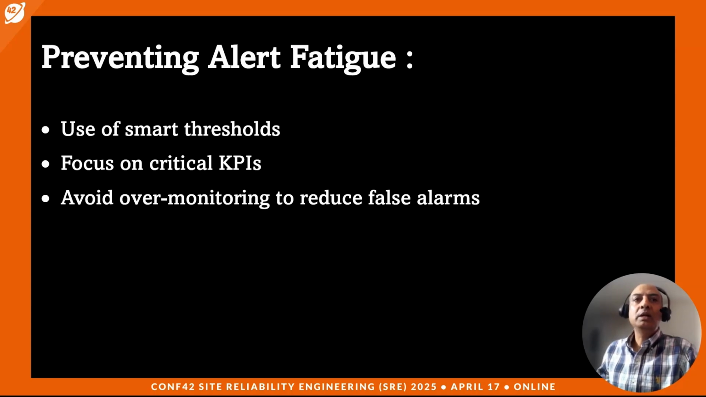Start by defining smart thresholds. For example, don't alert when CPU usage goes above 50%. Alert when it stays above 90% for a sustained period. Second, use dynamic baselines. Tools like Datadog and New Relic can learn what normal looks like and alert only when behavior deviates significantly. Group related alerts together using alert correlation, so teams see the bigger picture rather than isolated symptoms.